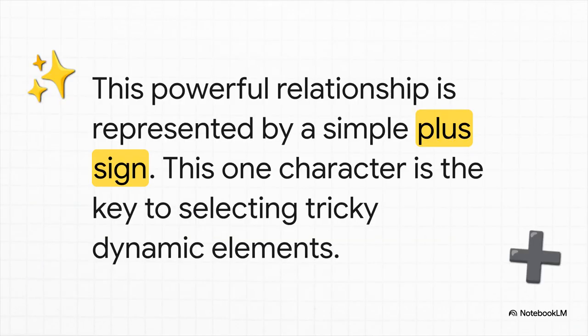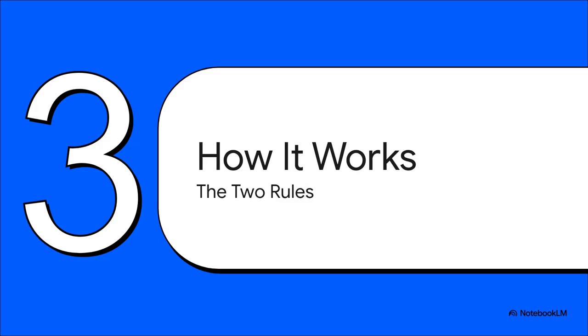And how do we actually write this powerful relationship in our code? It's just a plus sign. That's it. This one little character is the whole key to finally grabbing those tricky dynamic elements. So how does this little plus sign work all that magic?